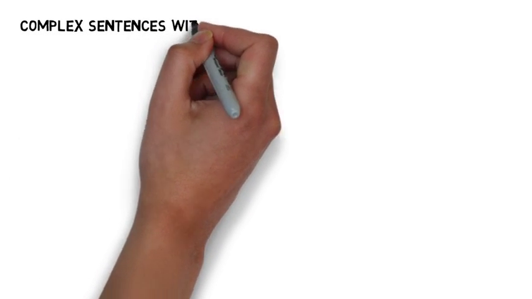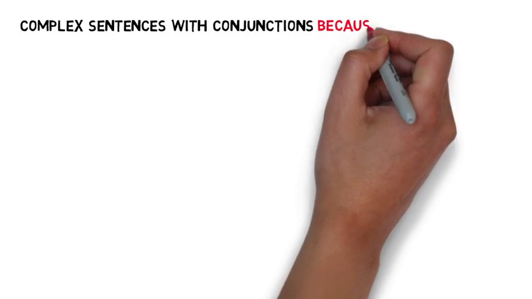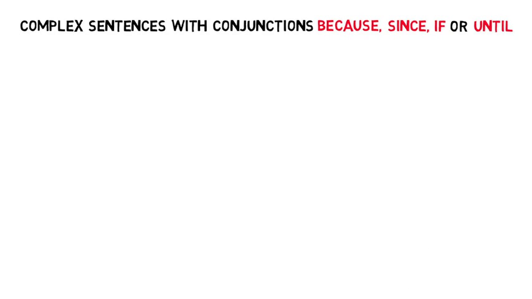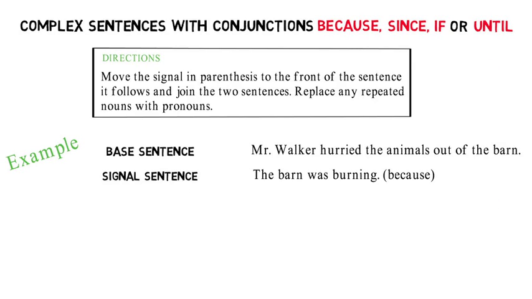Creating complex sentences with conjunctions because, since, if, or until. Let's look at an example. You have a base sentence: Mr. Walker hurried the animals out of the barn. And a signal sentence: The barn was burning.